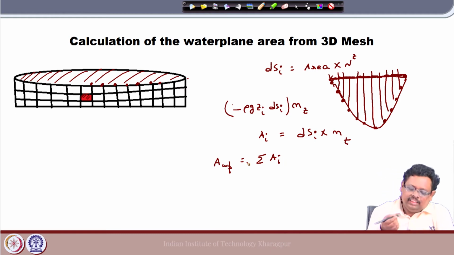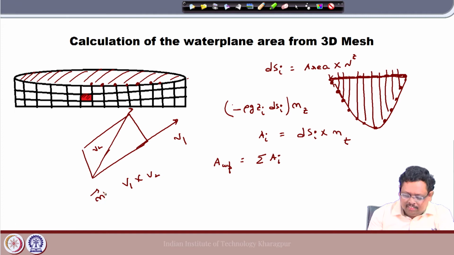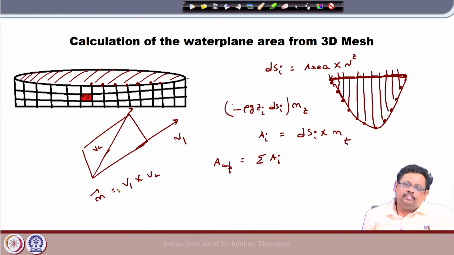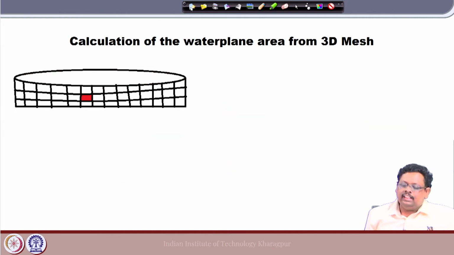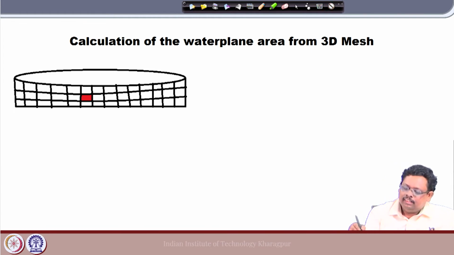right. And now you know how to find the normal vector. Again, just repeating, I know that you all know these things. You define a vector, let us say v 1, and take another vector v 2, and if you take v 1 cross v 2, then you get the normal vector. Multiply it by the z component of this vector and you will get the water plane area. So this is how we can get the water plane area if the mesh is given to you.